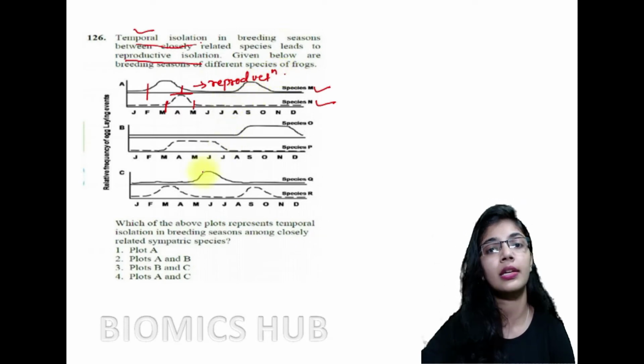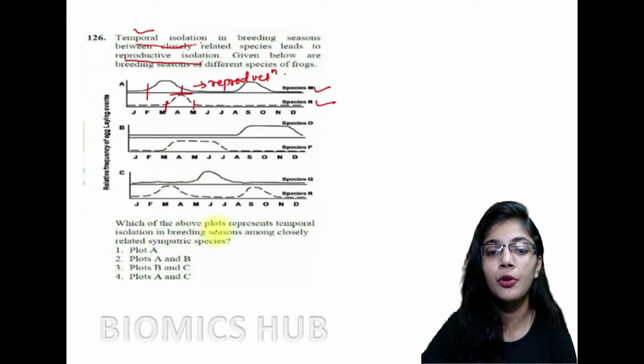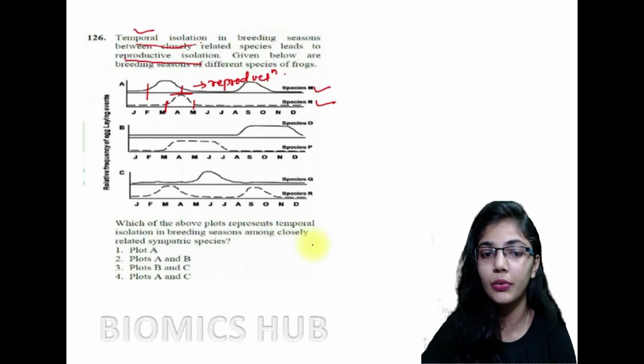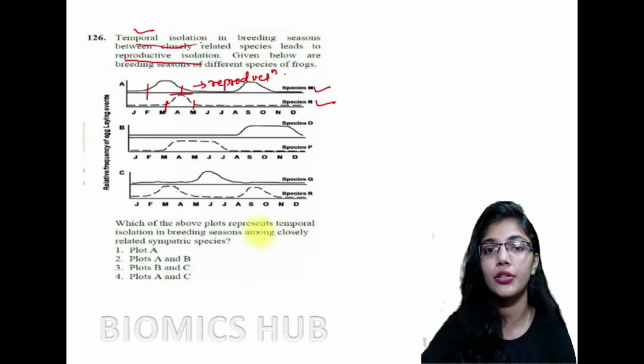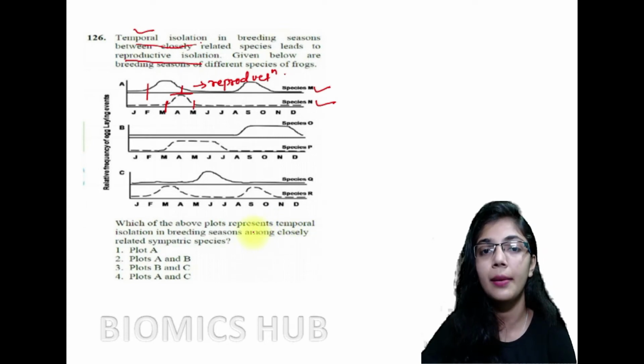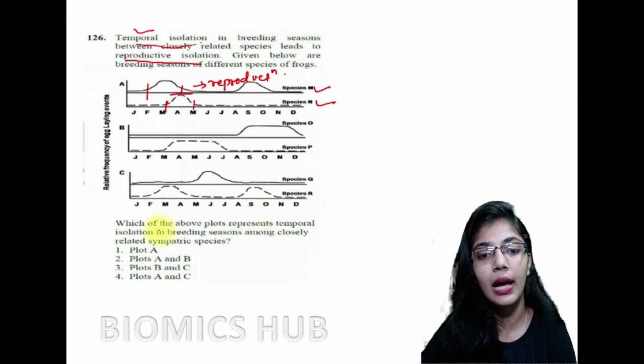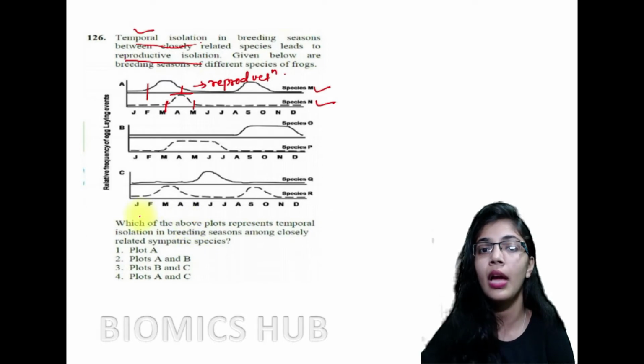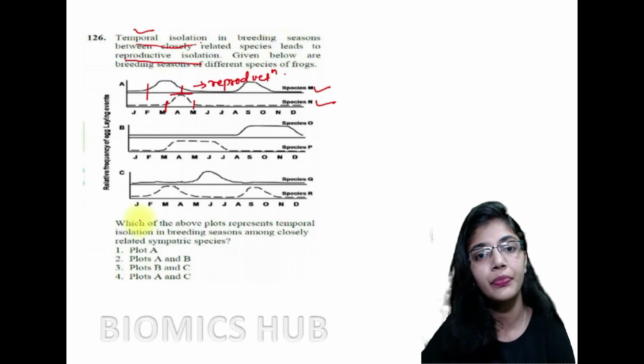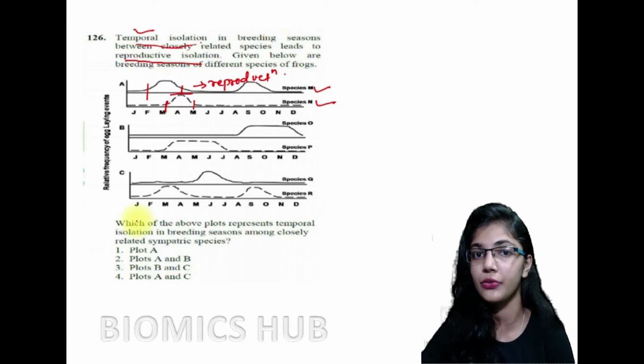So what is being asked in this question? Which of the above plots represents temporal isolation in breeding season among closely related sympatric species? It is asking which is showing temporal isolation. That means depending upon the temperature, which graph is unable to breed. Isolation means it will not allow the breeding process to be done. So we have to identify two graphs which are not favoring the breeding process to be done.